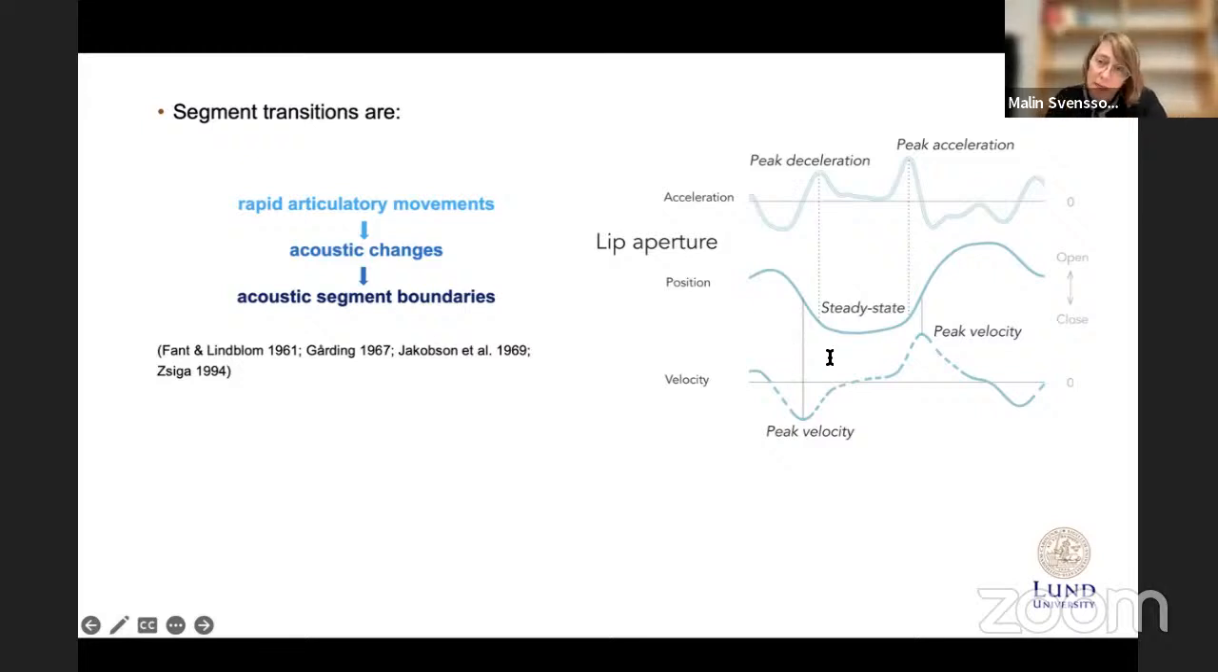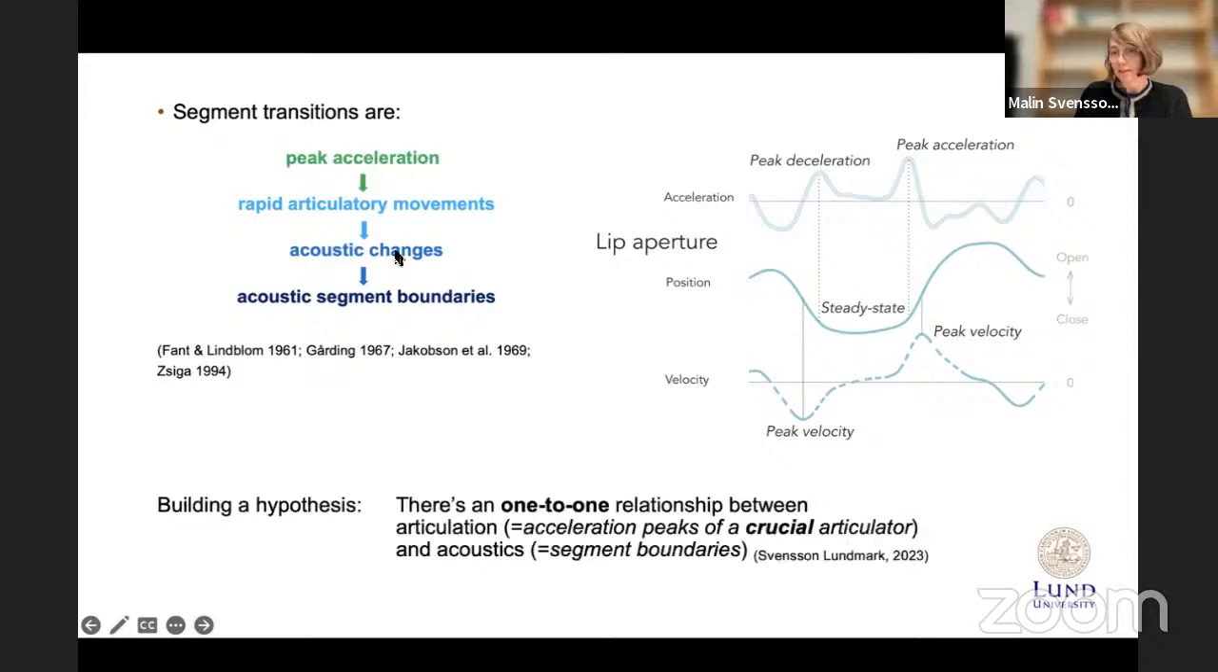And between a velocity peak and the steady state, the lips are either slowing down rapidly, that's a deceleration peak, or they are gaining speed rapidly, that's an acceleration peak. So how about we add these rapid movements and form a hypothesis to be tested, which is that there is a one-to-one relationship between articulation, basically acceleration peaks of a crucial articulator, and acoustics, segment boundaries. So I highlighted the word crucial here because articulators shape postures all the time during speech. And this hypothesis would only apply to crucial articulators.